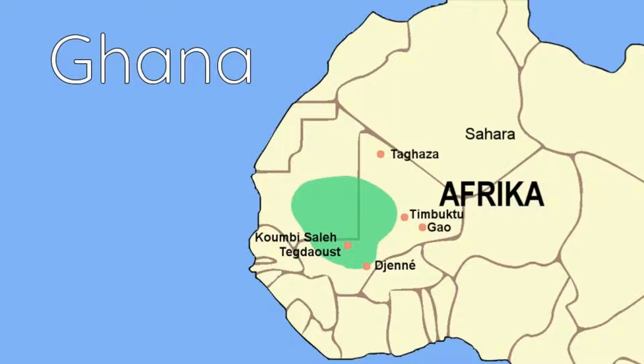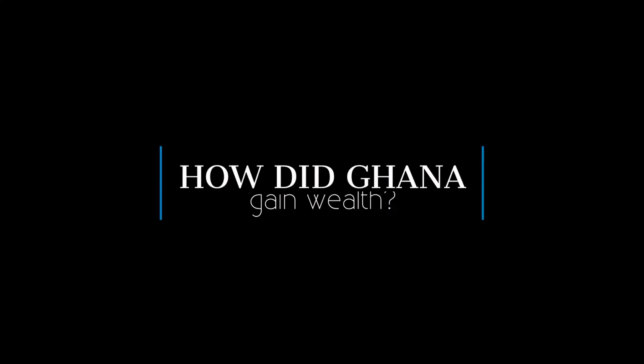Most of the people who traded salt and other goods from the north were Arabic-speaking Berbers. Most Berbers practiced the religion of Islam. Berber traders brought more than just goods to West Africa. They also introduced their written language, Arabic, into West Africa. In addition, Arabs brought Islam to West Africa. You should be able to answer this question: how did Ghana gain wealth?